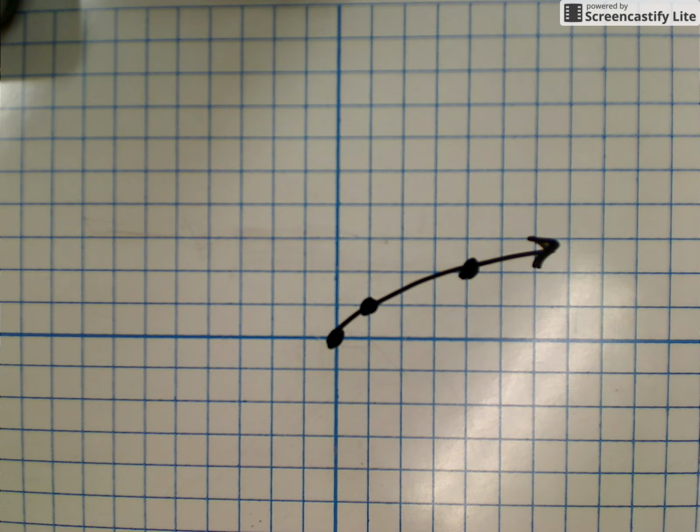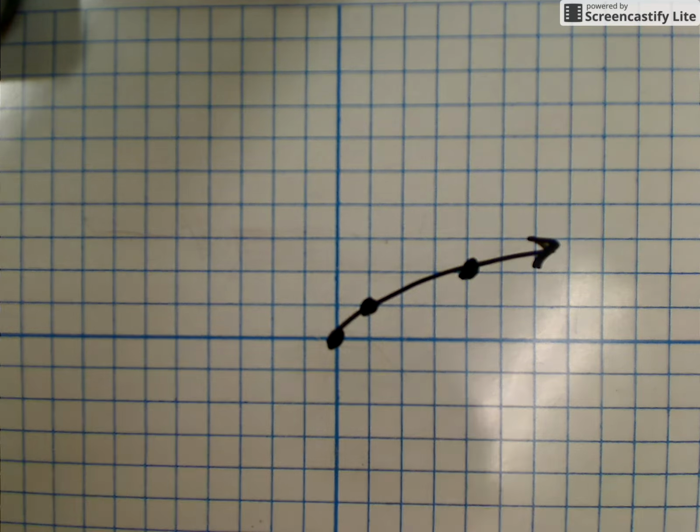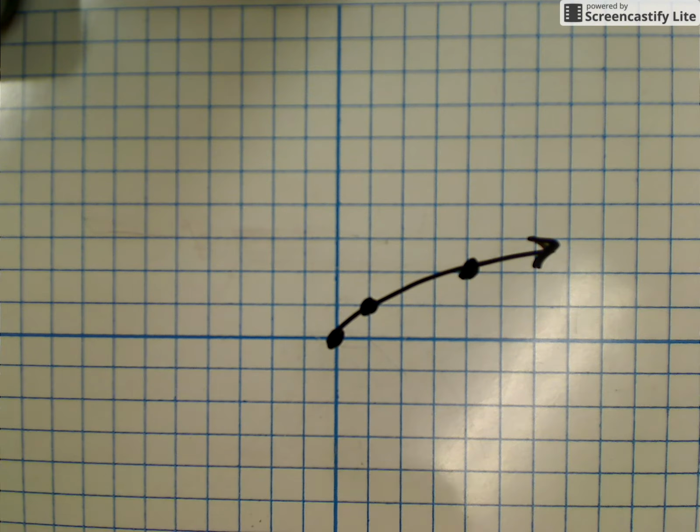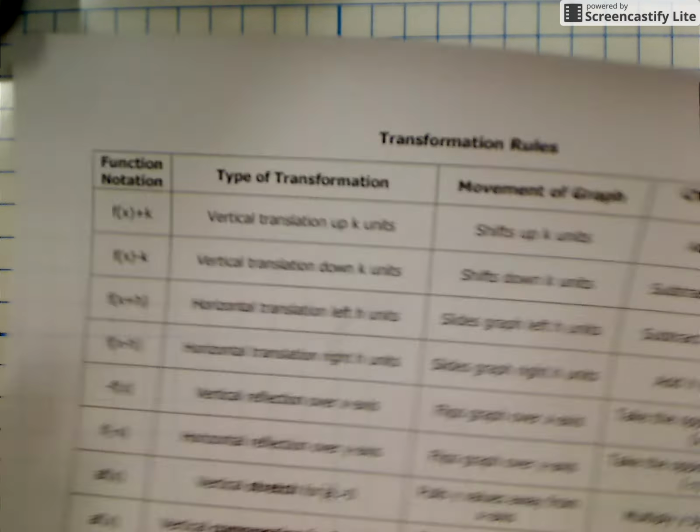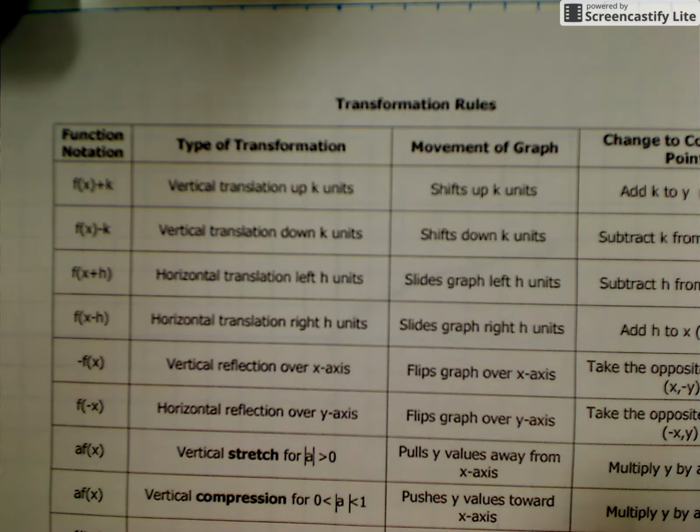How you doing there? So I was going to do a quick video over transformation rules again, and I'm not going to hit every single one of them. I really want to focus on the reflections and the stretch compressions, but know that there are multiple transformations. Universally, they're kind of the same: shift up, down, left, right, reflection, stretch, compress.